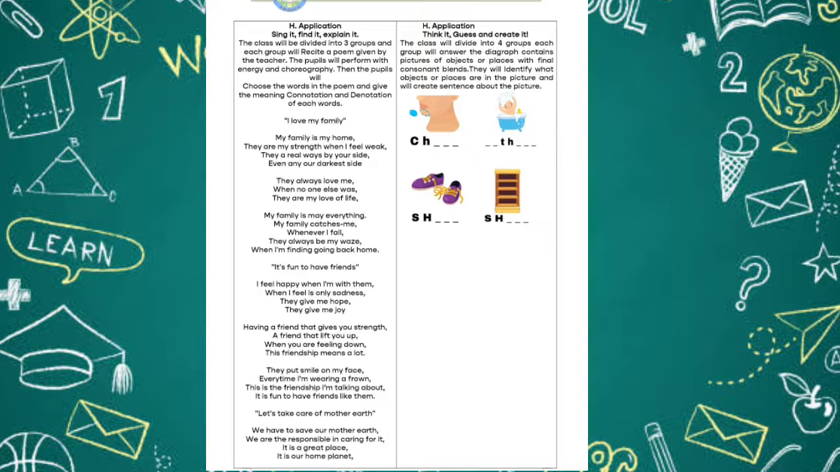The application in the grade 5 column is think it, guess it, and create it. The class will be divided into 4 groups. Each group will answer a diagram that contains pictures of objects or places with final consonant blends. They will identify what objects or places are in the picture and will create sentences about the picture.